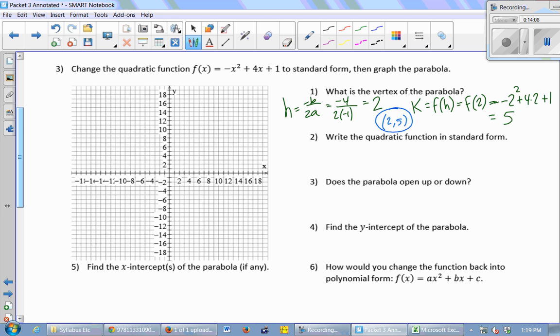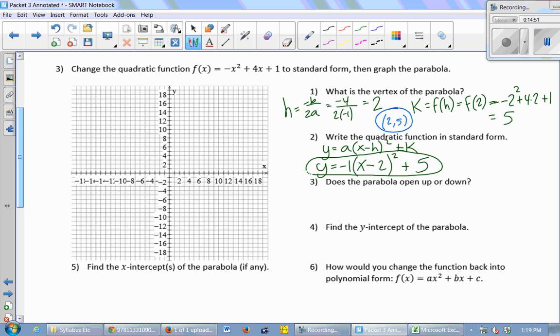All right, so now I'm going to write the quadratic function in standard form. So that is y equals a times x minus h squared plus k. What is my a value going to be? Negative 1, because it's the same a value as the function we started with. Okay, so y is going to be negative 1 times x minus, what is h? 2 squared plus k, which is 5. We did it. There's the standard form.